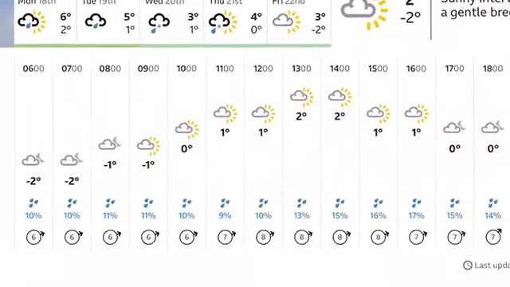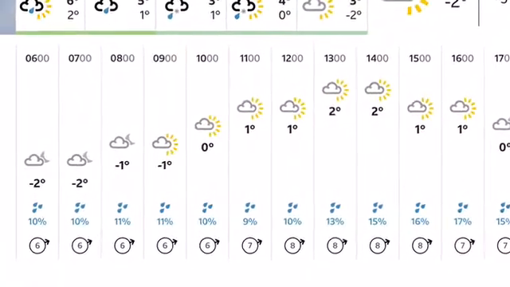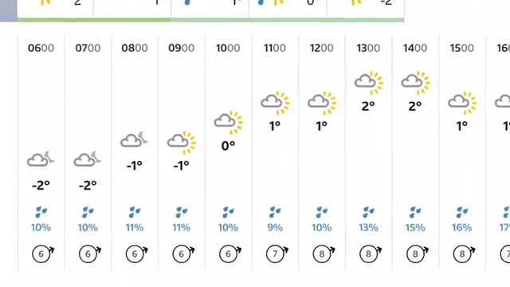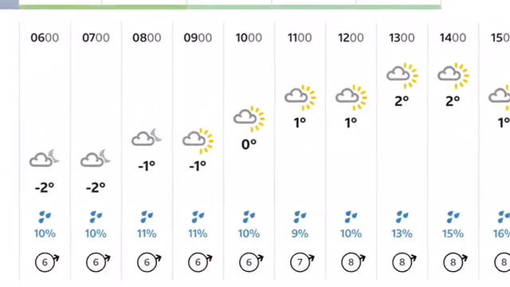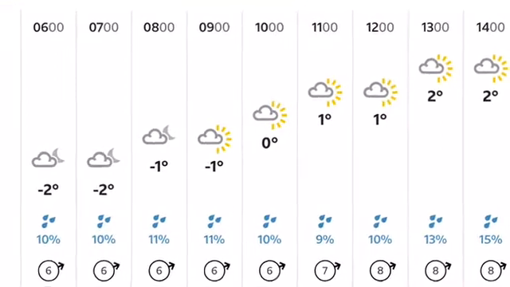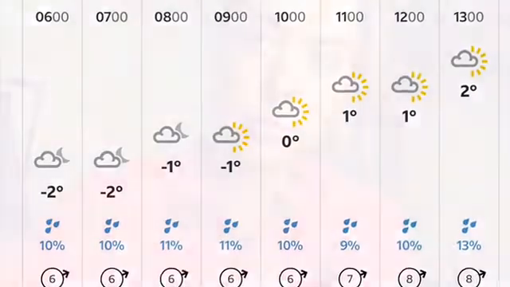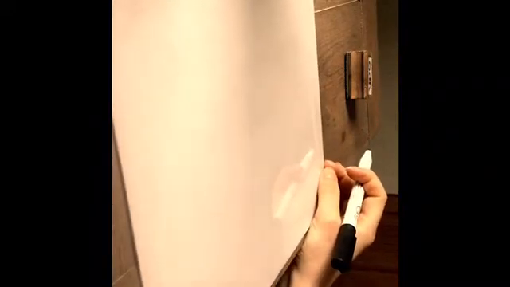But if we look ahead to Saturday, it is going to be much colder. And we can see that because there are several negative numbers throughout the day, which means the temperature is going to be below zero. So we know that negative numbers are numbers that are below zero, but how do we use them in numeracy? The best way to think about negative numbers is through a number line.